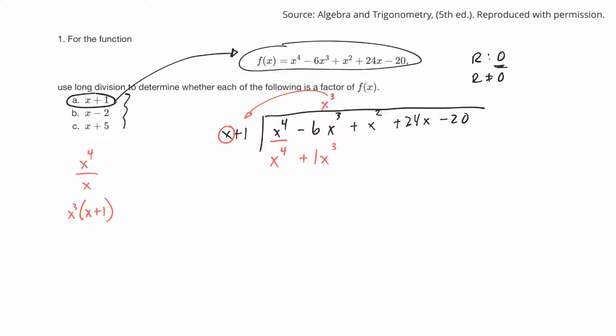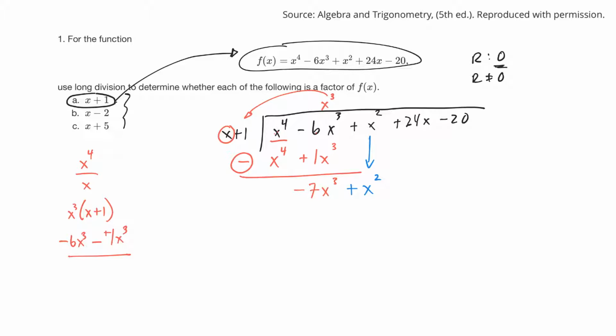Now I subtract. I always like to put a subtract out here. You can put a bracket around it, or I usually put a circle, just so I remember that I'm subtracting. X to the fourth minus x to the fourth is nothing. Negative 6, take away 1 is negative 7x cubed. Careful with that. What I was doing there was just minus 6x cubed minus a positive 1x cubed. And if you subtract those, you get negative 7. Now you just do the same thing over and over and over. Once I've subtracted that, then I have to bring down the next number.